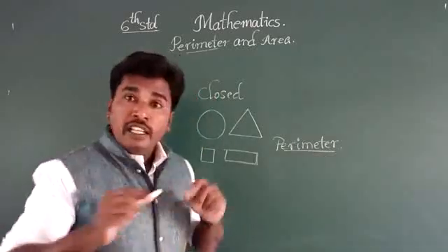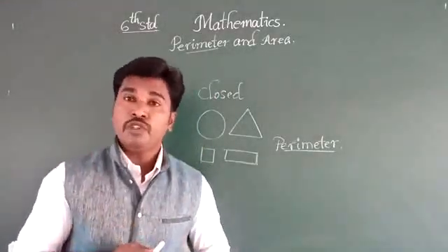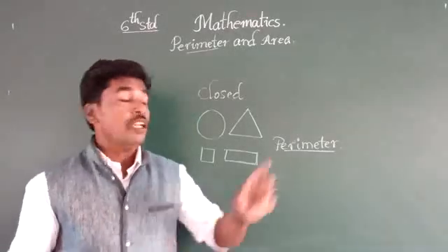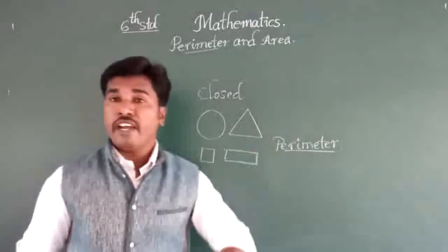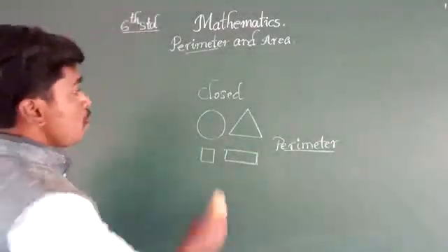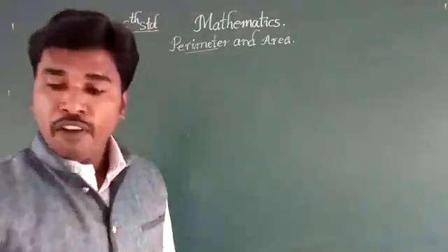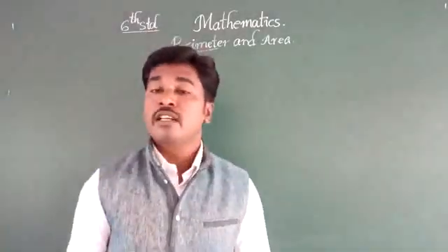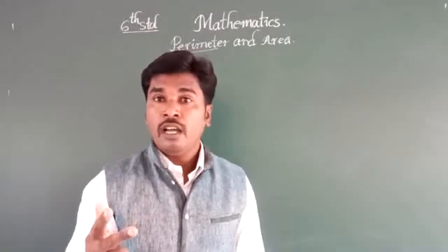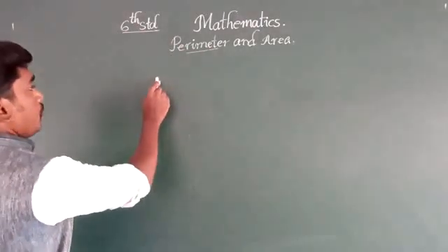In this class I am going to explain only the perimeters of some closed figures, dear children. In the next class, in another period, I am going to take what is meant by area and how to find the area. So today you are going to learn about the perimeter only. For closed figures like square, rectangle, triangle, how do we find the perimeter? Perimeter of square.